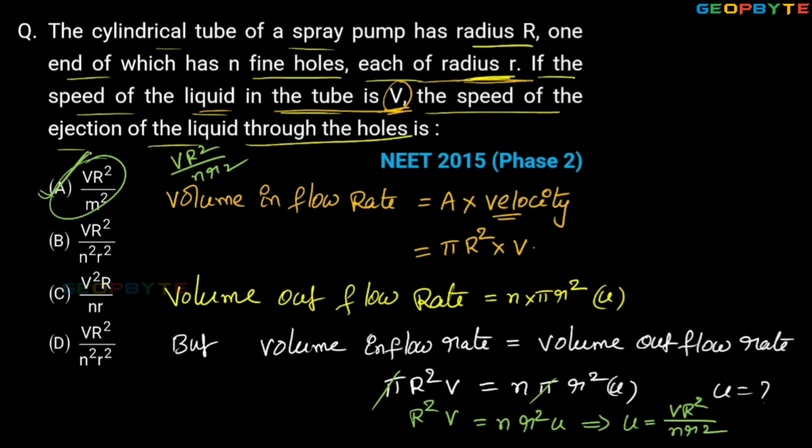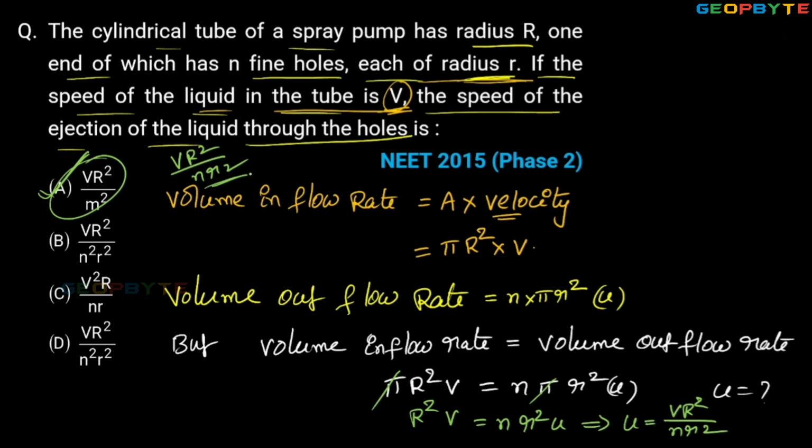Anyhow, the answer is: the speed of the ejected liquid particles through each fine hole is V R square by small n small r square. Option A, I am correcting with V R square by N r square.